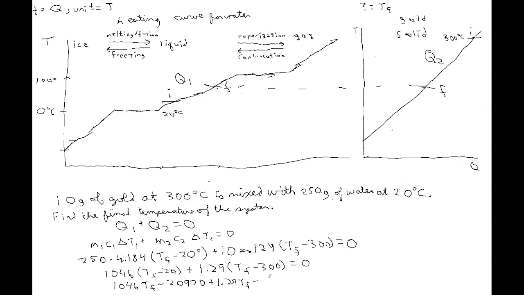300 times 1 point, oh no, sorry, it's 0.129, so it actually should be 0.129 TF, and then 0.129 times 300, and that's 38.7. Okay, yeah. So I guess I was writing down the wrong specific heat. It should have been 0.129. Okay, good. Then what?